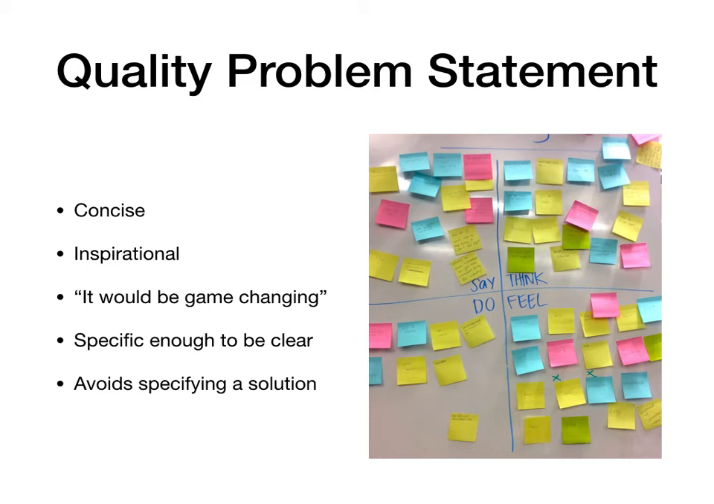So you take your theme and you're going to make a problem statement, and I'm going to talk you through how to do that in this lecture. A quality problem statement should be concise, almost never longer than 1 sentence, and it should be a relatively short sentence. It should be inspirational. You want people to read your problem statement and say, man, that actually would be amazing if that happened. Some of the language I recommend is using "it would be game-changing" to start thinking about your problem statements, and then come up with an ending to that statement that would actually be game-changing.